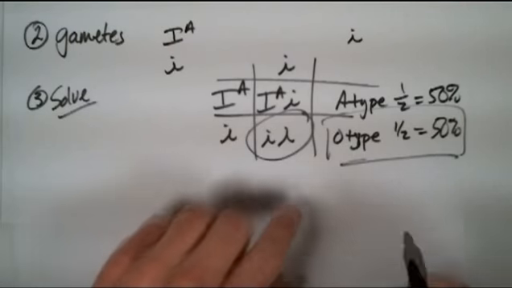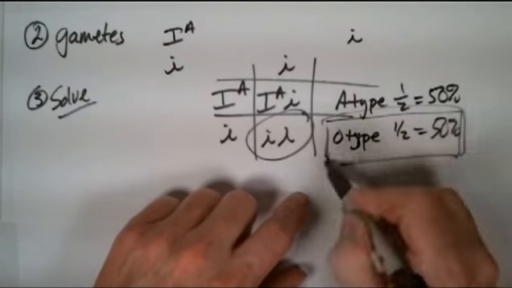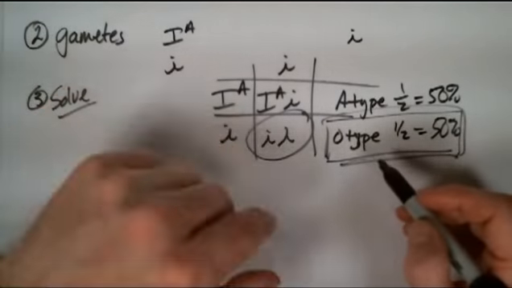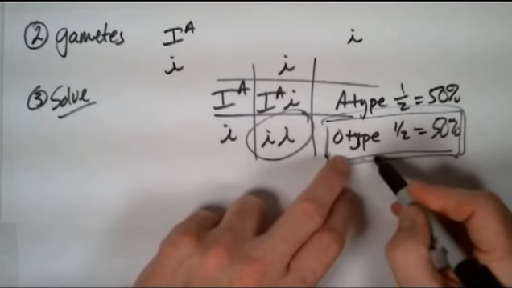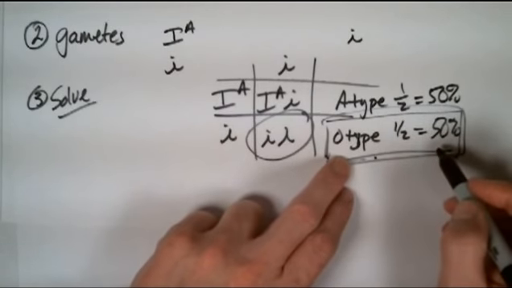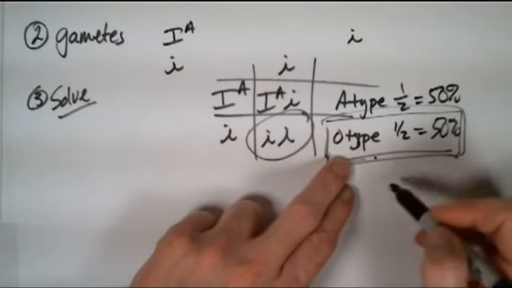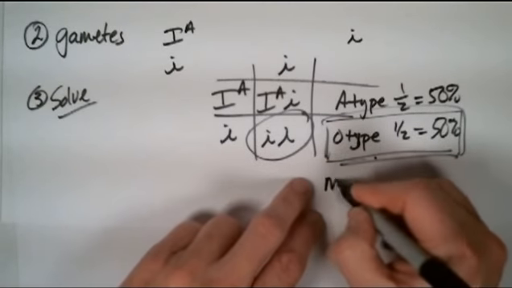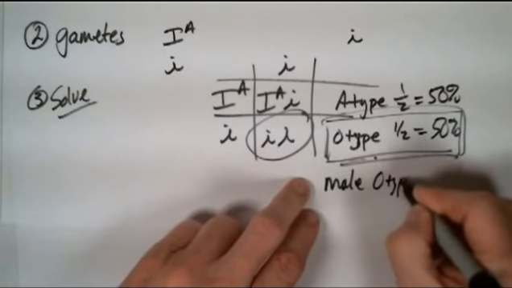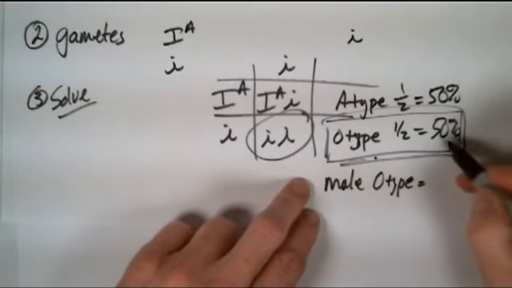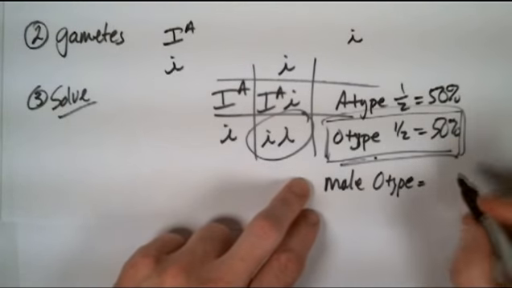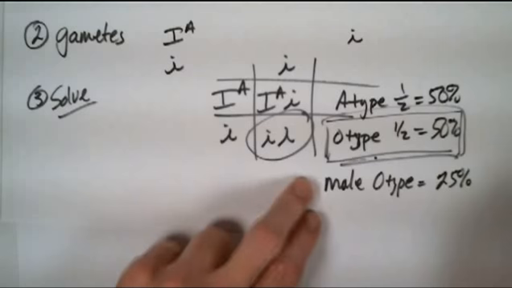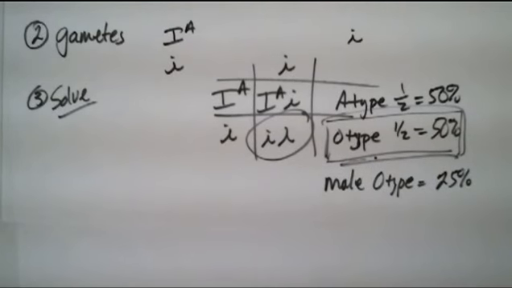So quite honestly, if I had an organism that was O-type, with a 50% chance for it to be O, half of that 50 would be male, and half of that 50 would be female. So the chance of getting a male with O-type blood is going to be 50% of 50%. In other words, 25%. That's all for this video.